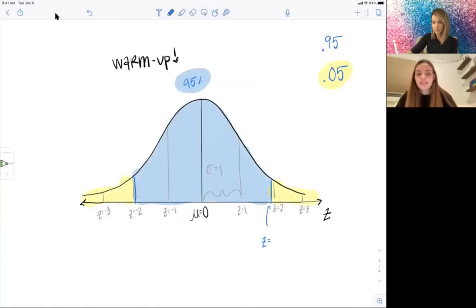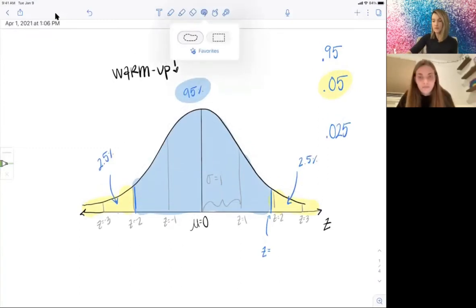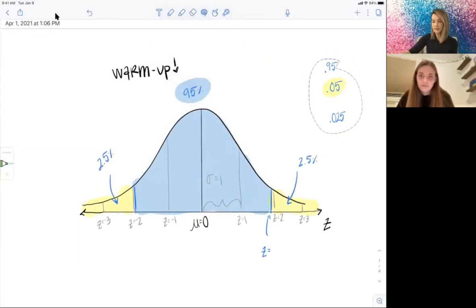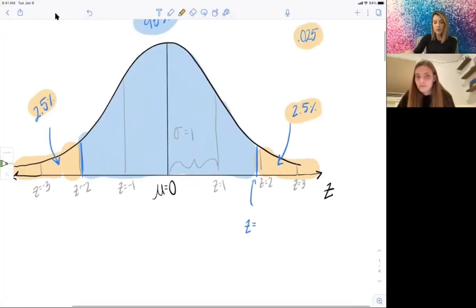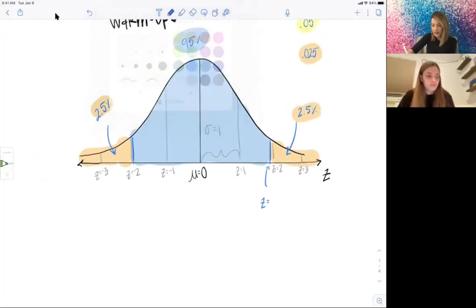That would be 0.025. We'll label these later with something kind of special. For now, I'm just keeping track of our work. Now that we've split up that percentage, let's say each of these is 2.5%.